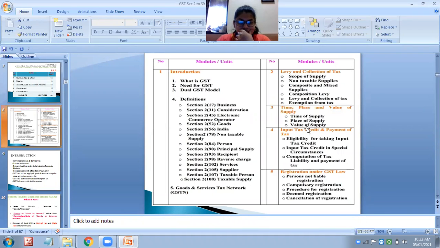Again, rate of tax 14, value of supply 15, ITC entirely from 16 to 21, and registration entirely, till cancellation, till revocation, from 22 to 30 of CGST. Am I clear till here?